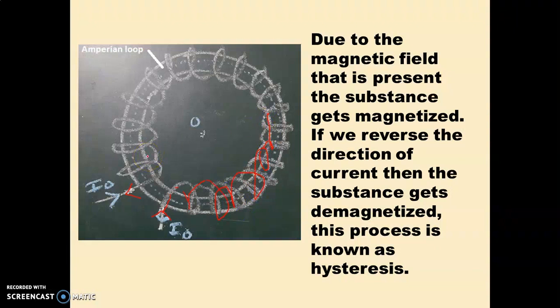In the first case, when current is along this side, the substance gets magnetized, and when we reverse the current, the substance gets demagnetized, and this process is known as hysteresis. That means due to the change in direction of the current, we get demagnetization. Initially it gets magnetized, and if we reverse the current, then it gets demagnetized, and this process is known as hysteresis.